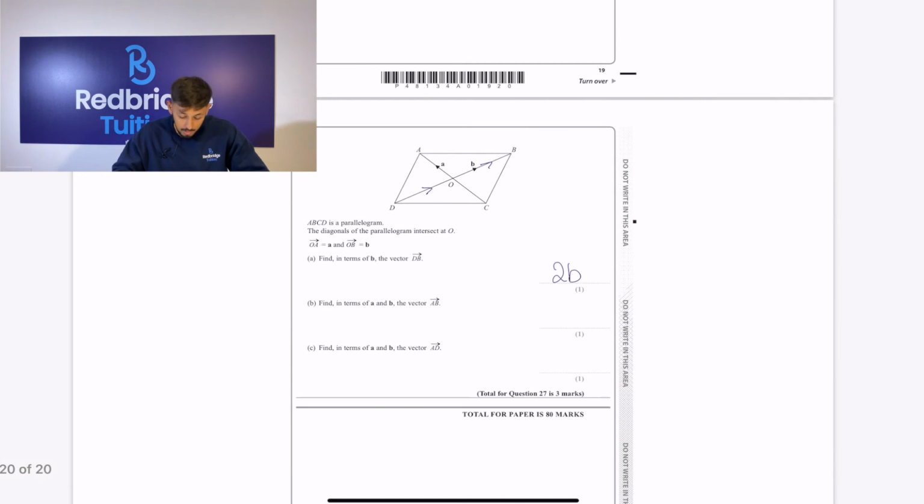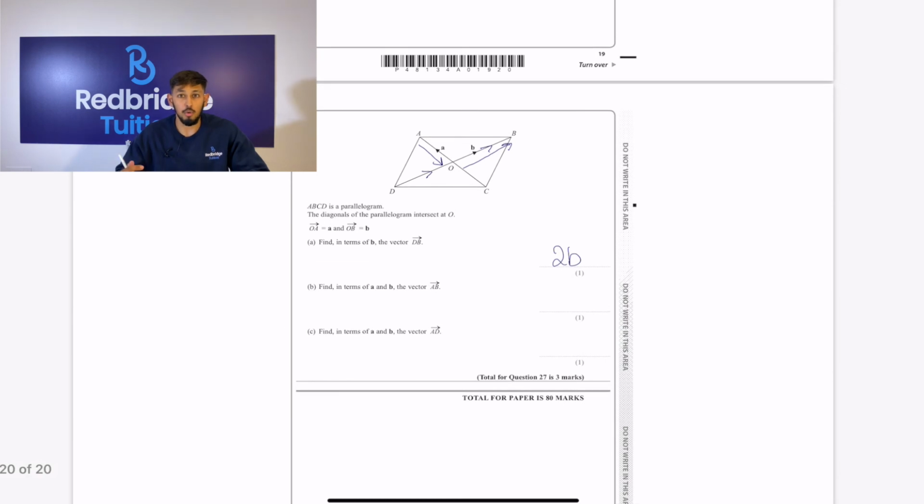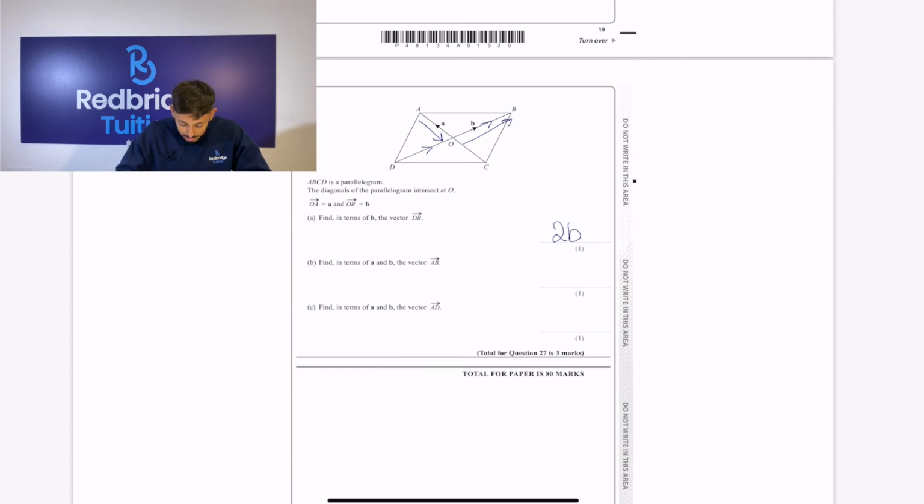Now moving on to part b, find in terms of a and b the vector AB. Now when we start at A, our route will be from A to the origin and then from the origin to B. So we have to go from A to O and then from O to B. So the route taken from A to B would be AO plus OB. Notice that AO is the opposite of OA. Therefore, we would have minus a plus b. This is due to the opposite direction that we are traveling in.